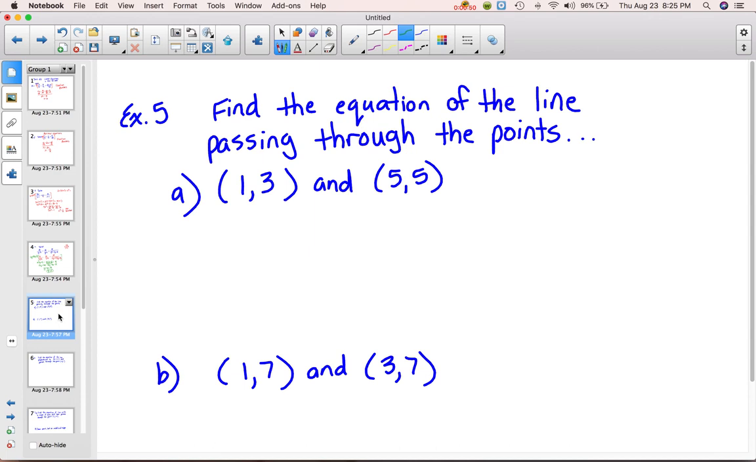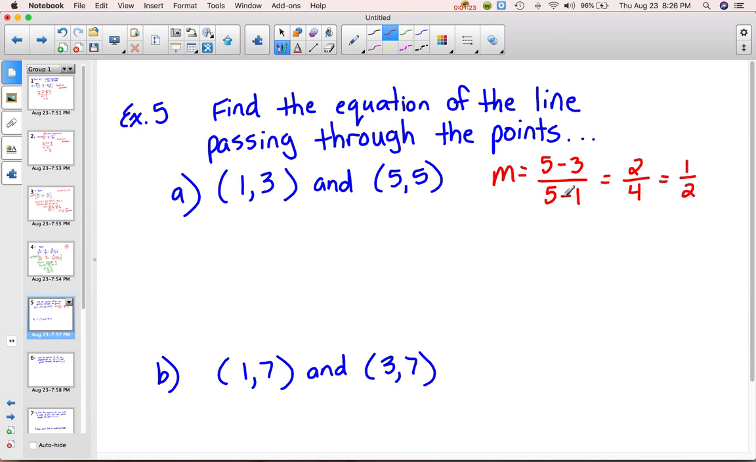So going on to this next part, this is a real simple linear equation, and you guys should all know this quite well, but I'm just going to go over it just to make sure that we haven't forgotten anything. So here, find the equation of the line passing through the given points. I have two different problems here. So remember what we're going to do. We're going to find the slope, and to find the slope, we're going to subtract the y values. So I'm going to do 5 minus 3, change in y over the change in x, 5 minus 1. So I get 2/4, which is 1/2.